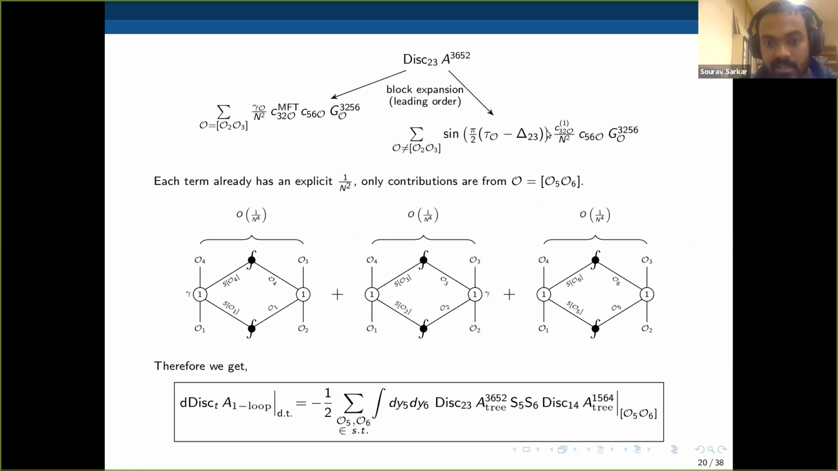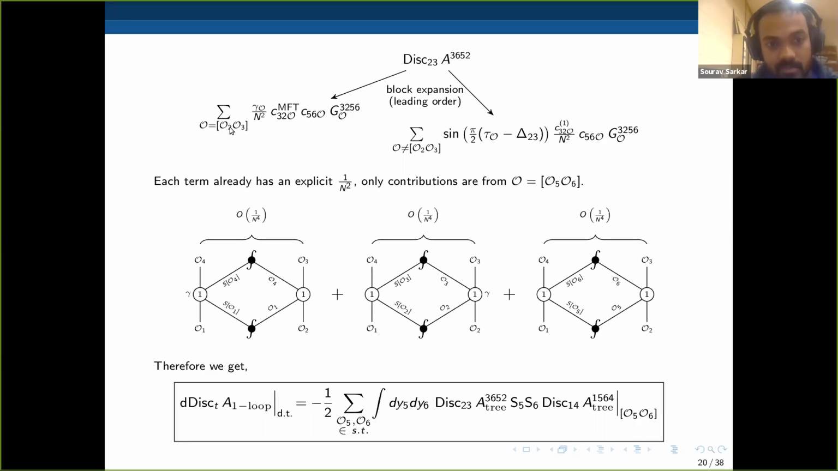So let's take the case when the exchange is distinct from the external double trace operators. Then the sine is finite, but one of the OPE coefficients is necessarily a non-mean field theory OPE coefficient. So we get a factor of 1 over N squared from that. So this is the case which was at order 1 over N to the 4.